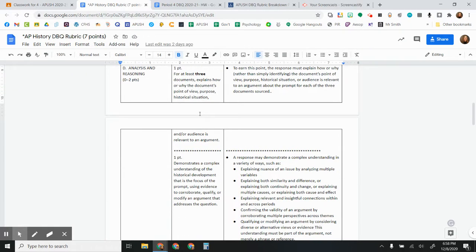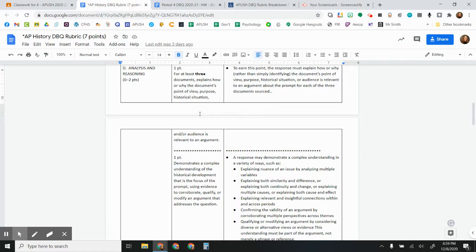Then there are 2 analysis and reasoning points. For the first one, it says for at least 3 documents, explain how or why the document's point of view, purpose, historical situation, and/or audience is relevant. You do not have to do all of those. This is your HIPP, or CAP POV: context, audience, purpose, and point of view. You don't have to do them all. You can do just POV for one of the documents, maybe just audience for another document, and I'll show you what this looks like in some examples later.